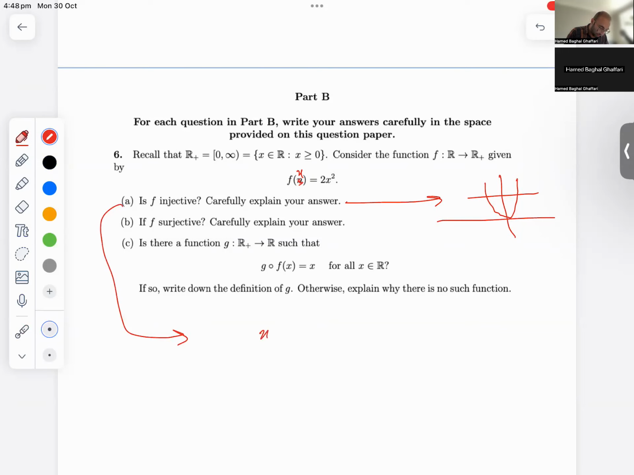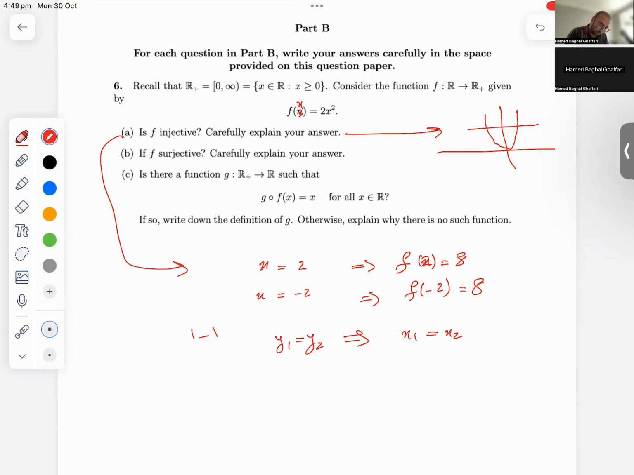We say that if x is equal to 2 and x equal to minus 2, we get f of 2 is 8, and f of minus 2 is 8. So injective should mean that when y1 and y2 are the same, then x1 and x2 should be the same, while this is not true for this function.